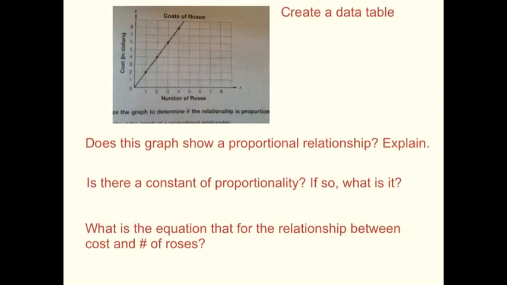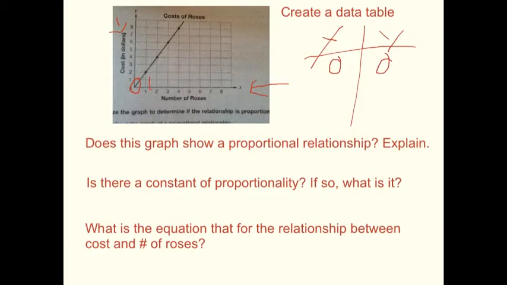So if I look at this graph, that's the cost of roses. On my x-axis, I have the number of roses, and on my y-axis, I have the cost in dollars. So if I'm asked if this graph shows a proportional relationship, the first thing I'm going to check is that it's a straight line, which is correct. Does it start at 0, 0, or does it pass through 0, 0? Yeah, right there, 0, 0 is on my line. So when I'm creating my data table, I know that 0, 0 is part of it. And then I look for my constant of proportionality, where x is 1.